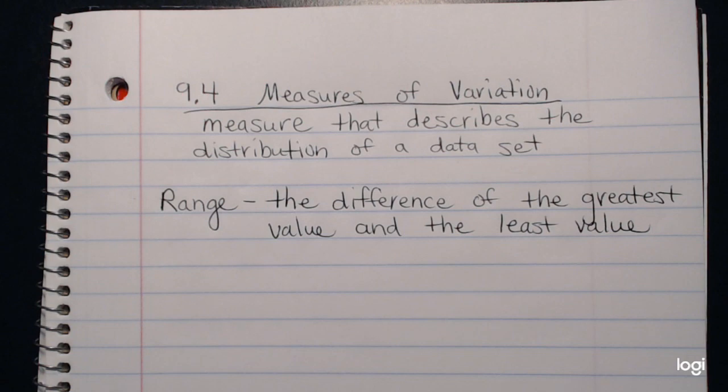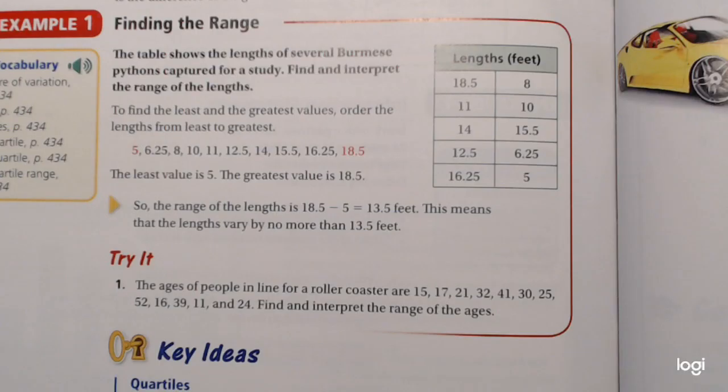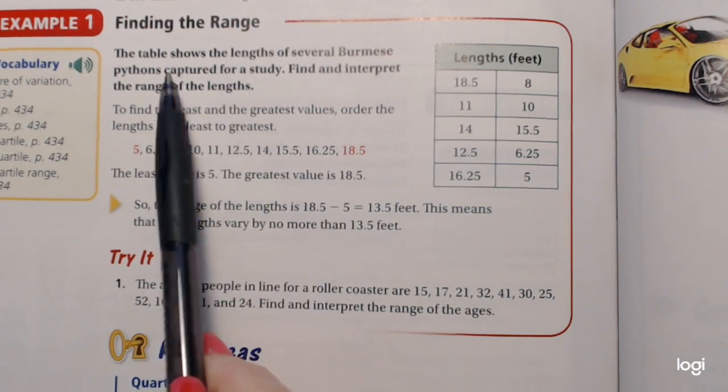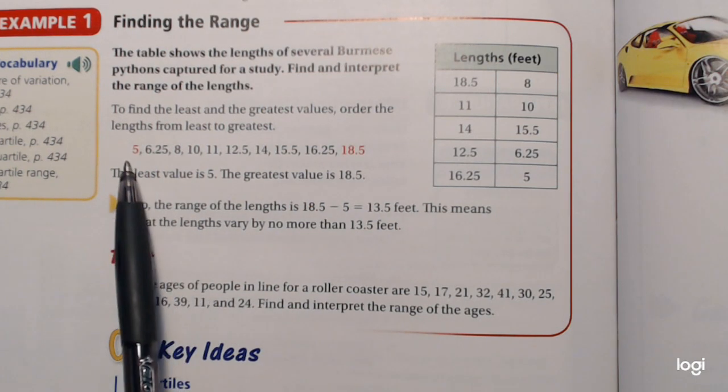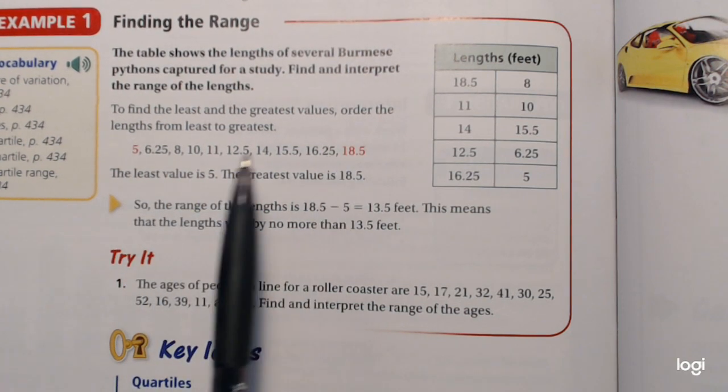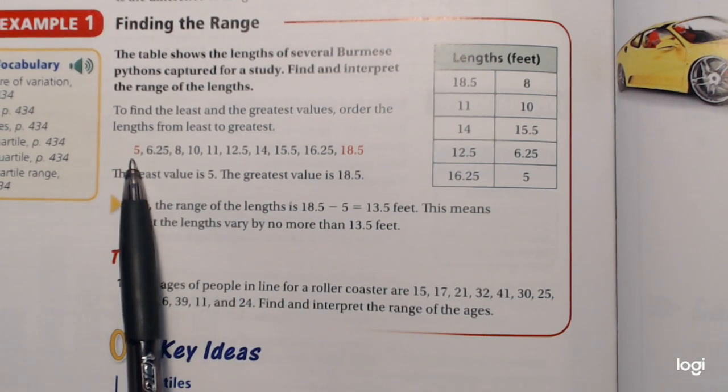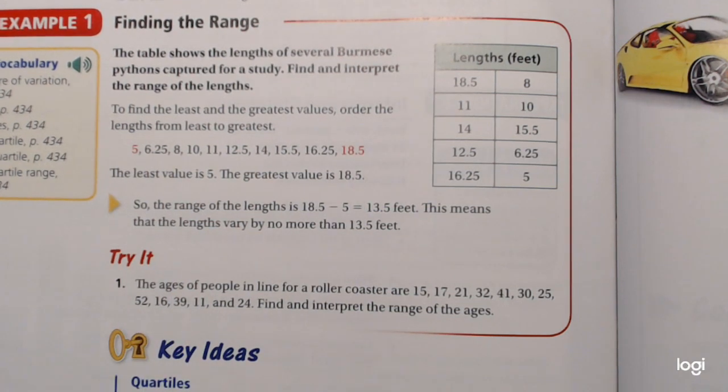All right, well, let me show you an example of what I'm talking about when I'm talking about the range. In our book on page 434, we have an example of how to find the range. It says here that the table shows the lengths of several Burmese pythons captured for a study. Find and interpret the range of the lengths. To find the least and the greatest values, order the lengths from least to greatest. So that has been done for us. The least value is 5, and the greatest value is 18 5/10.